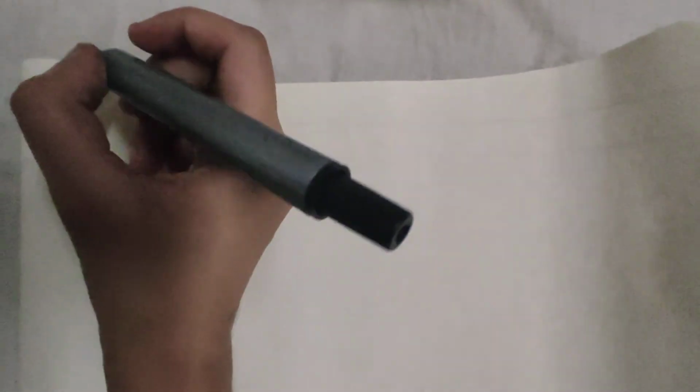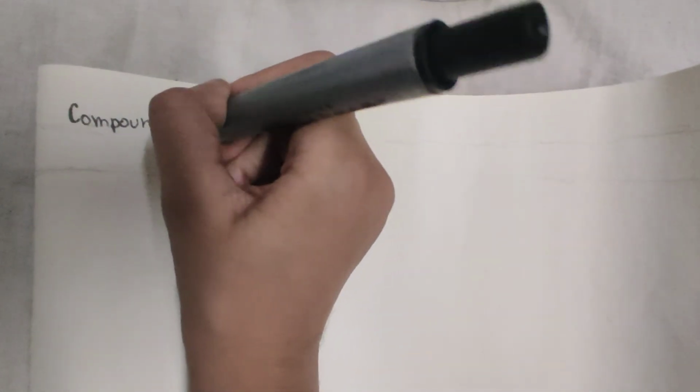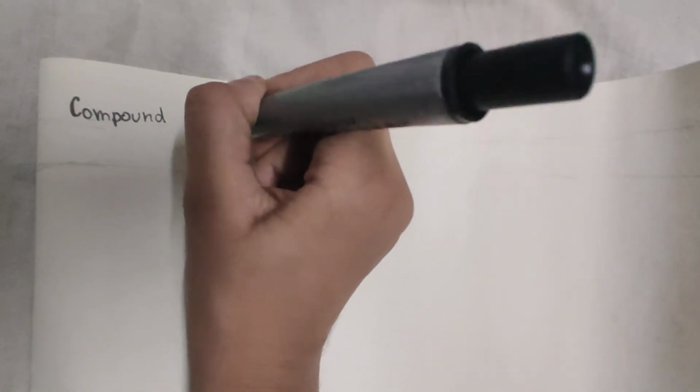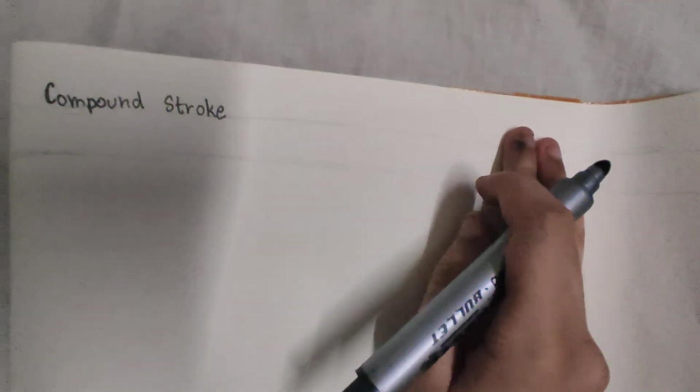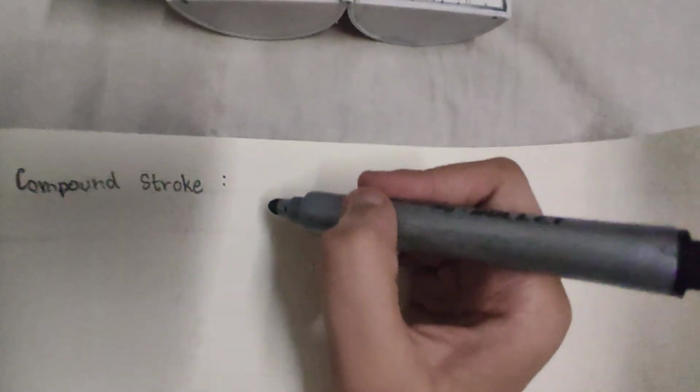So now let's learn our second last stroke. The second last stroke is compound stroke. That's compound stroke, and let me tell you that compound stroke is the combination of underturn and overturn stroke. You will get to know how it is. Let me tell you. So how do we make a compound stroke?